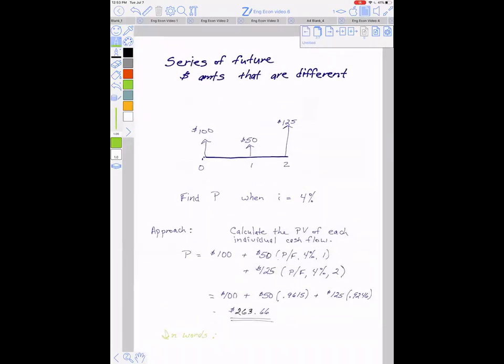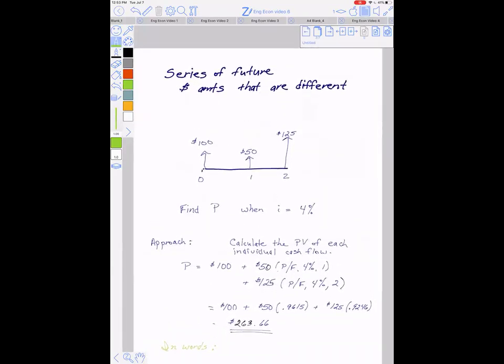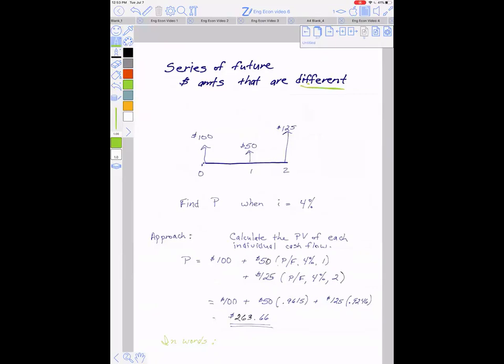So a series of future dollar amounts that are different from each other. Let's look at that first. Here we have a cash flow diagram with $100 coming in at time 0, $50 coming in at time 1, and $125 coming in at time 2. The question is find P, find present value when the interest rate is 4%.